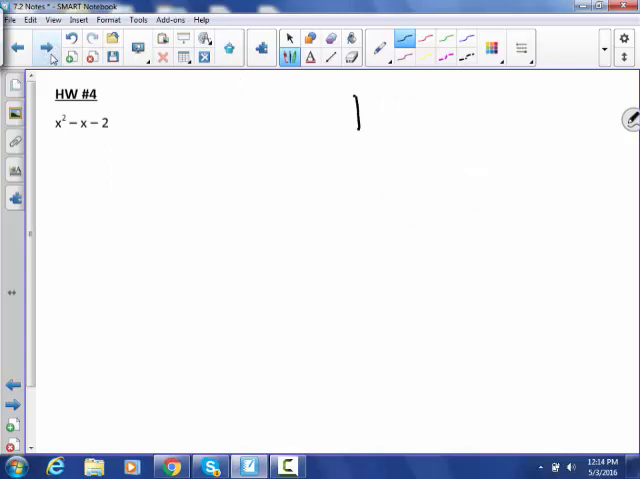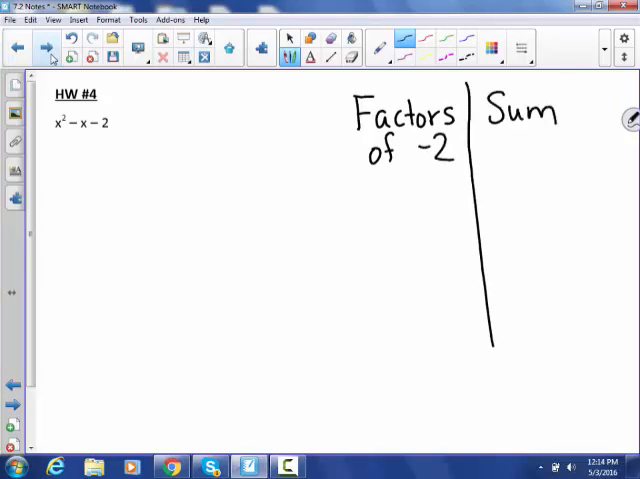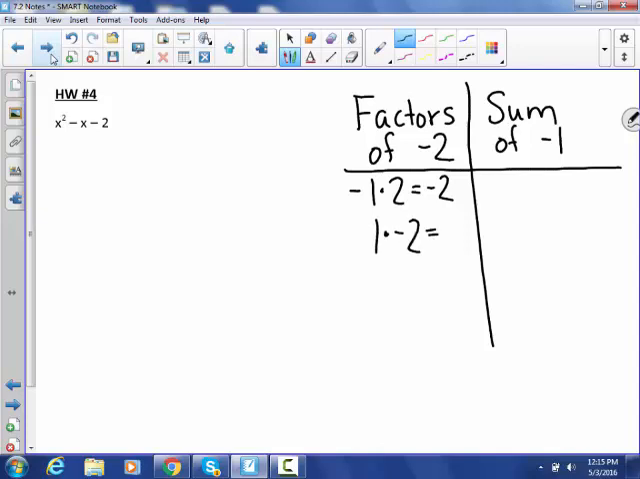Okay, so let's go on to this one. So what do my factors need to be here? 2. What kind of 2? Negative 2. And what does my sum need to be? Negative 1. Okay? So what's the only multiplication problem that's going to equal negative 2? Negative 1 times 2 equals negative 2, or negative 2 times 1. I'm going to put it in the same order, or positive 1 times negative 2 is going to equal negative 2, right? Both of those will equal negative 2.